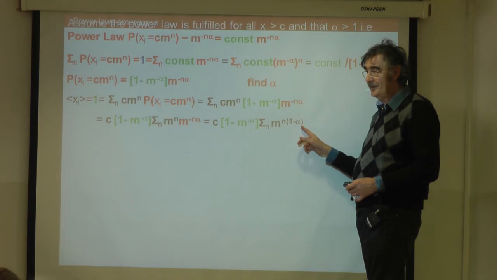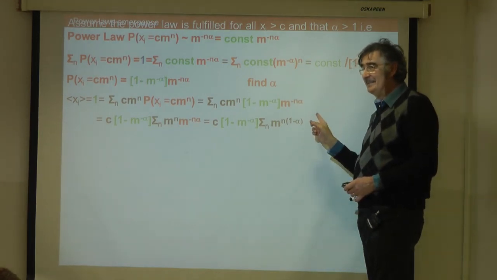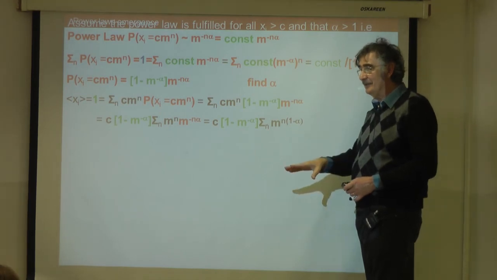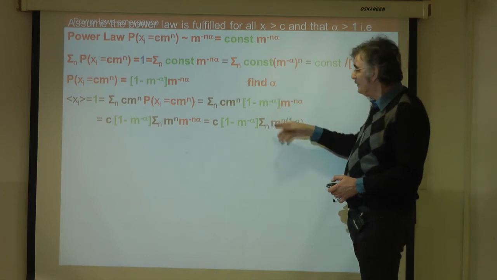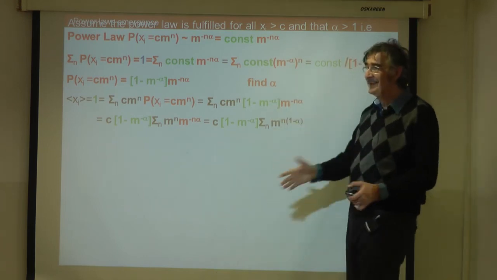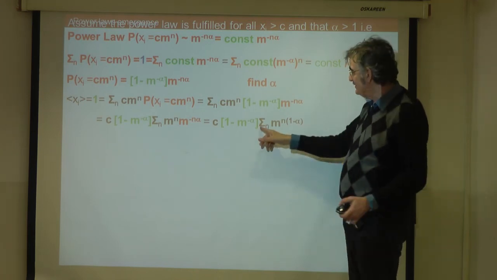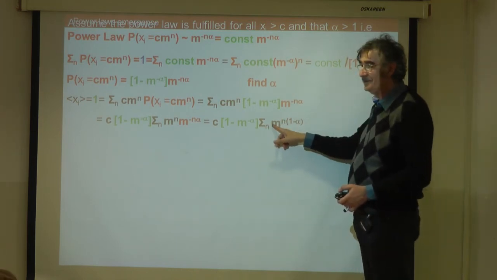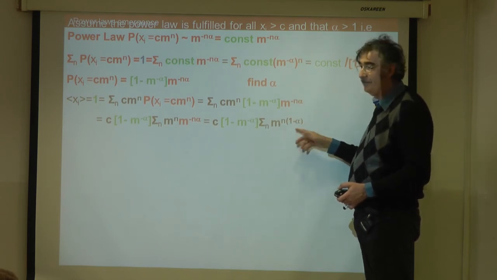Now you see that mathematics is very merciful with us, because this thing looks very complicated, but we are returning back to the only formula which we know by heart, which is the sum of some x to the power n. Because m to the 1 minus alpha, I can call it x.